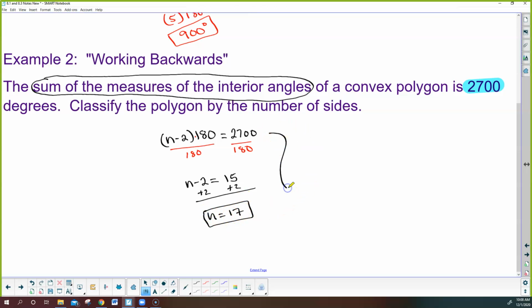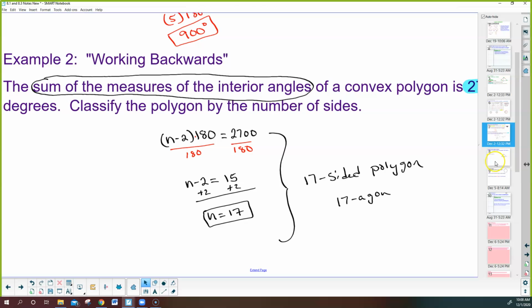So we have a 17-sided polygon. Now, sometimes people will write it like this, a 17agon. There might be an official name. Honestly, once you get over 12, I don't care what the name is. Even 11, we don't use that often. You could look it up if you want. I don't think we have enough time, but it's kind of an interesting piece.